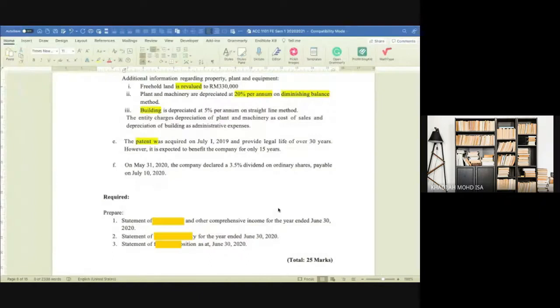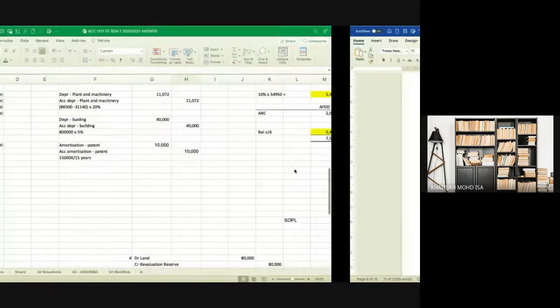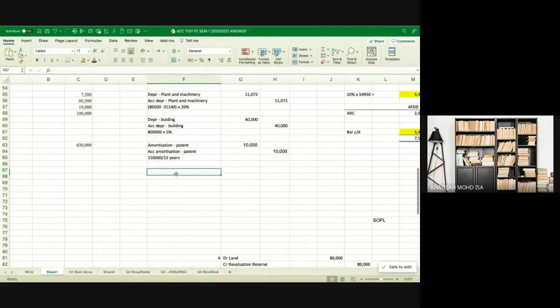And finally, right, you have declared a 3.5% dividend which is payable on July 10. So 3.5% dividend on your ordinary share. So when you have declared your dividend, but you only pay that on July 10, 2020, that is going to be a dividend payable. So the entry for this would be debit your dividend, but you're going to pay dividend later, so you credit your dividend payable.